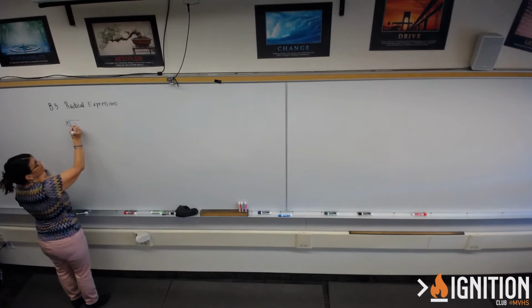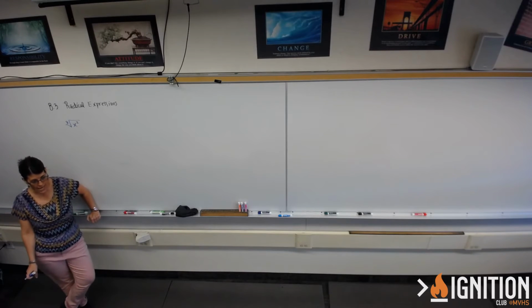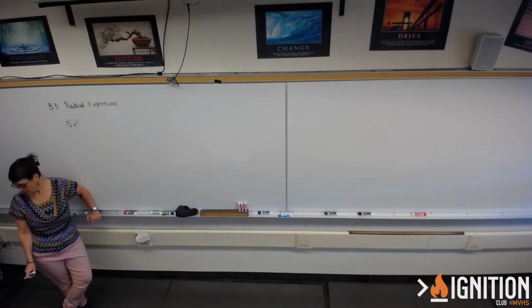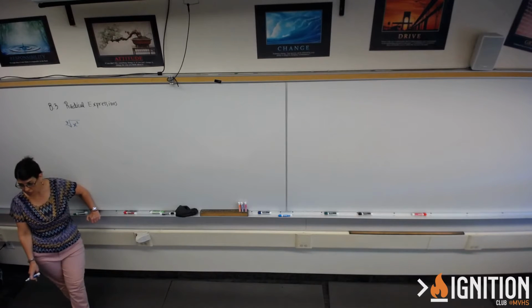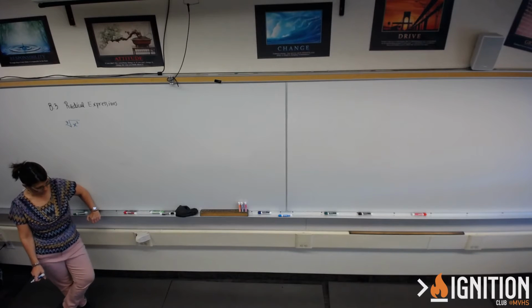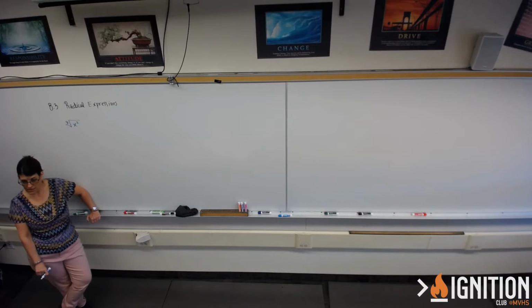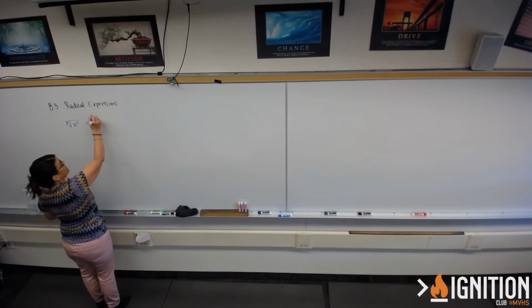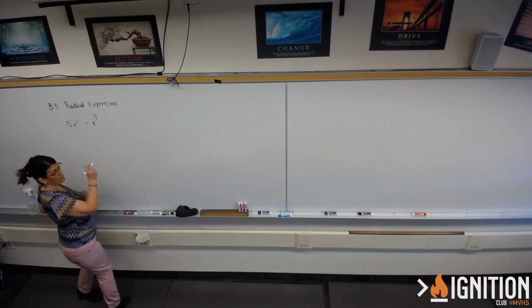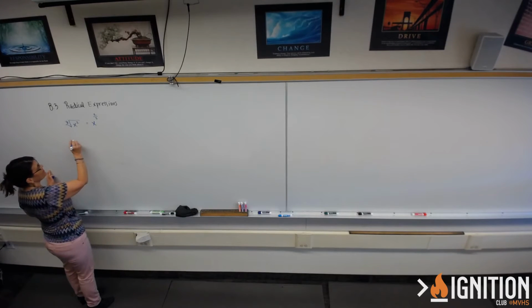Cube root of x squared. Write it using fractional exponents, meaning x to some power that's a fraction, m over n. What do we got? X to the 2/3.